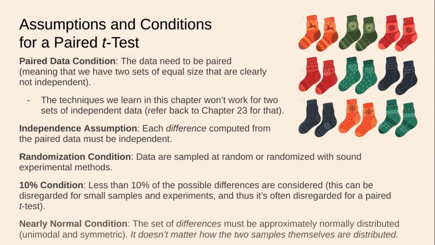And the nearly normal condition applies to the set of differences, not the two sets. It does not matter the distribution of the two sets. Specifically here, the differences must be approximately normally distributed. It does not matter how the two samples themselves are distributed. The differences need to be unimodal and symmetric, which is nice because we're not always going to get samples that are unimodal and symmetric, but the differences of the samples, that's what needs to be unimodal and symmetric.